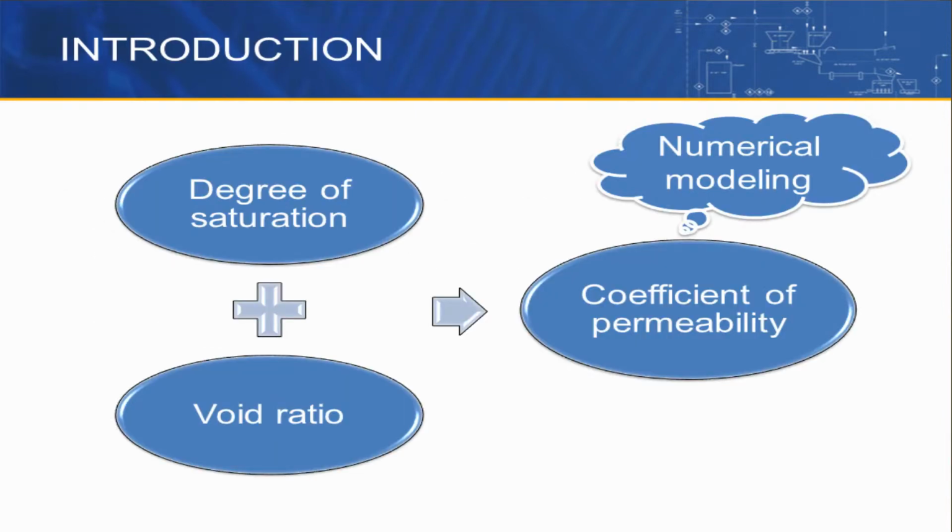So the coefficient of permeability is very important. It is required in the numerical modeling. The correctness of the coefficient of permeability guarantees good results in numerical modeling. So an error in the coefficient of permeability would cause incorrect results in the numerical modeling. There are two factors that control the coefficient of permeability, and they are the degree of saturation and the void ratio. So it is very reasonable to estimate the coefficient of permeability by considering both degree of saturation and the void ratio.